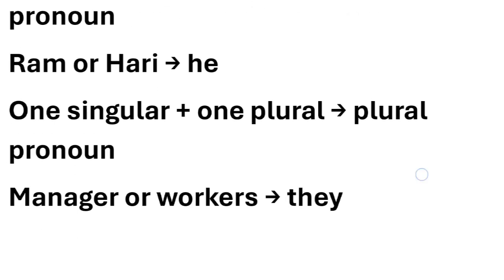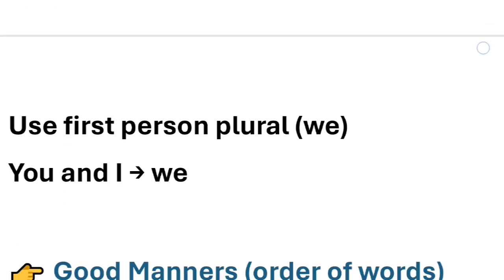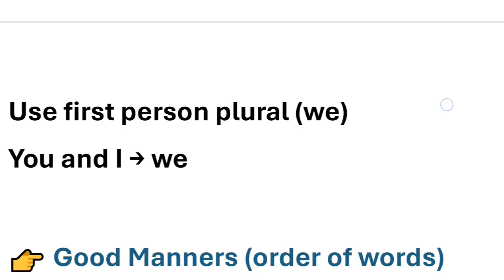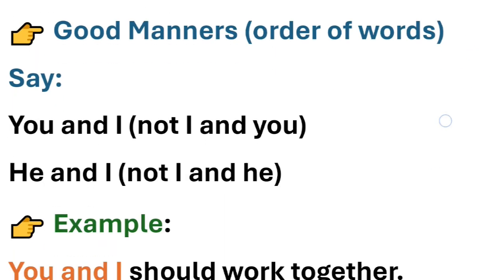One singular noun and one plural noun. When this comes, we have to use plural pronoun. For example, manager, which is singular noun, and one plural noun, which is workers. Even if in between comes or, we have to consider this as plural, so we have used plural pronoun, which is they. Now next condition is different persons together. When different persons come together, so imagine which kind of pronoun we'll use. We'll use first person plural, that is we. You and I, if that comes, we again use we.